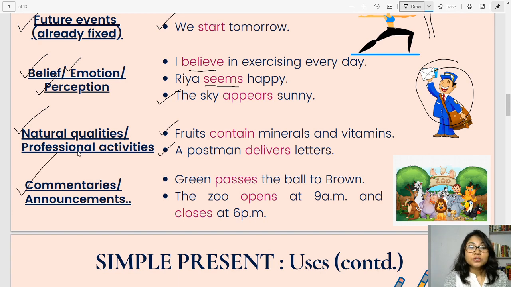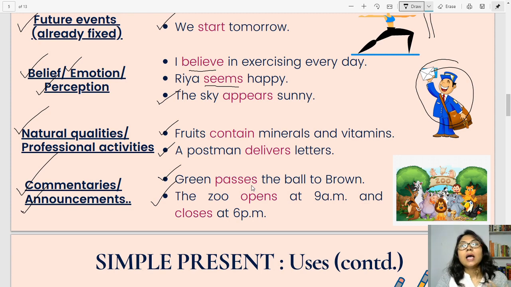Next, commentaries, announcements, demonstrations, explanations. These are all also given in present tense. Okay, let's look at an example of a commentary. Green passes the ball to brown in a football field. Commentaries are made in present tense. Announcements. The zoo opens at 9 a.m. and closes at 6 p.m.